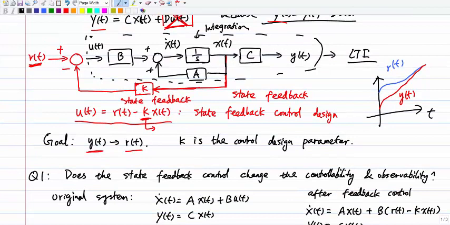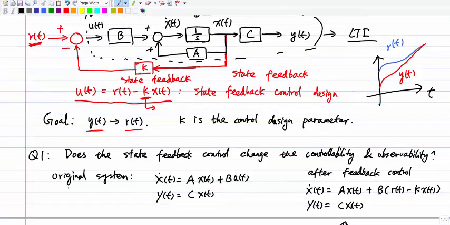Before talking about how we design K, I want to talk about a few properties. The first question is, does state feedback control change the controllability or observability? I'll show later why we study controllability and observability. The original linear time invariant system is given by this standard form. After feedback control, I replace u by the feedback I defined, so this is my linear time invariant system after the state feedback.